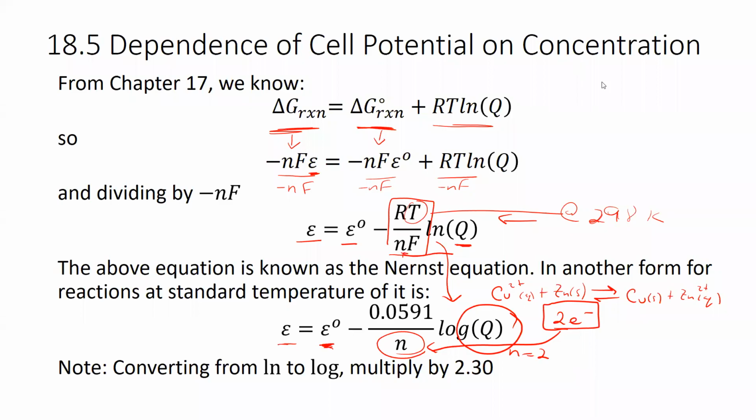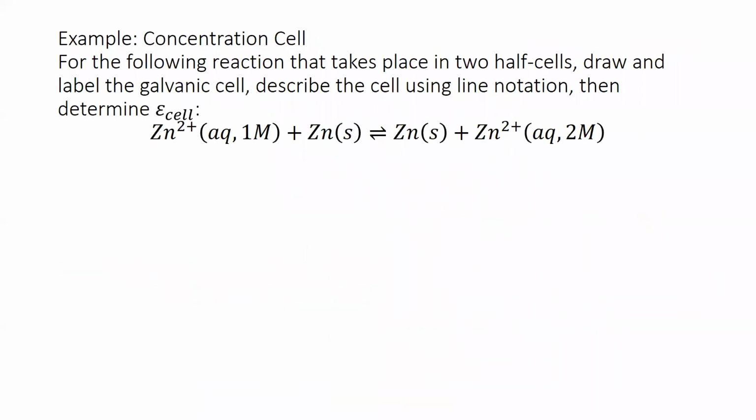All right, so we ended the last time talking about how the potential of a cell is related to concentration. And so today we're going to take this equation from down here at the bottom that we were looking at, and we're going to utilize that to do a problem and introduce a new type of cell. So the new type of cell that we're going to look at is what's called a concentration cell.